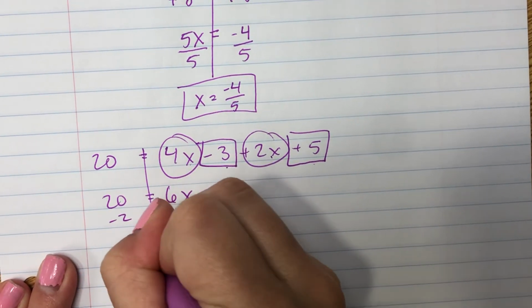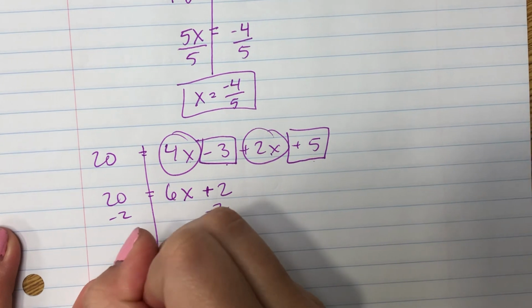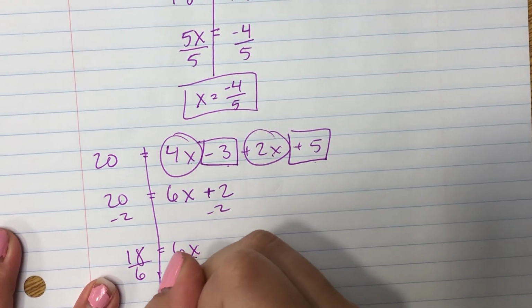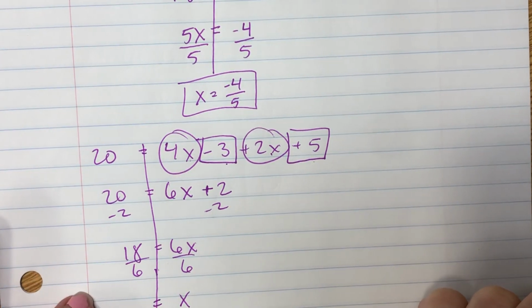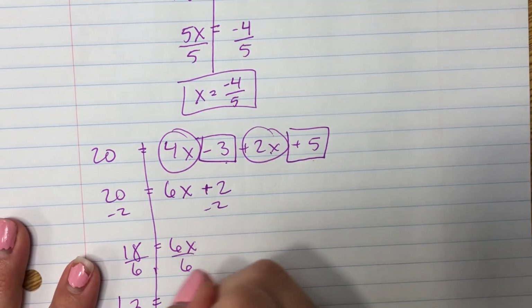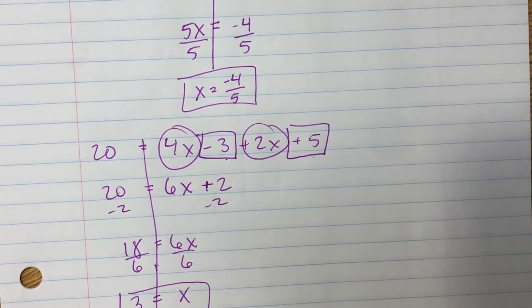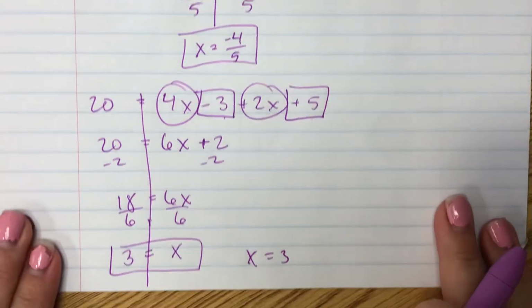We get 18 equals 6x. Then divide by 6 on both sides. We have x equals 18 over 6 is 3, which is division, right? 3 equals x is okay. It's the same thing as x equals 3, just so you guys know. Okay.